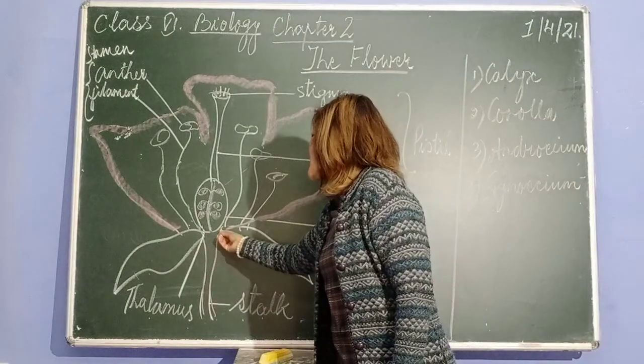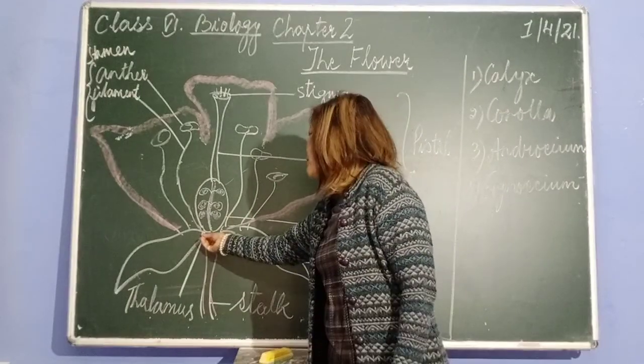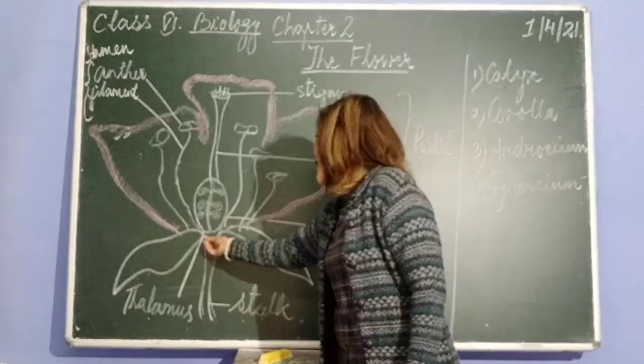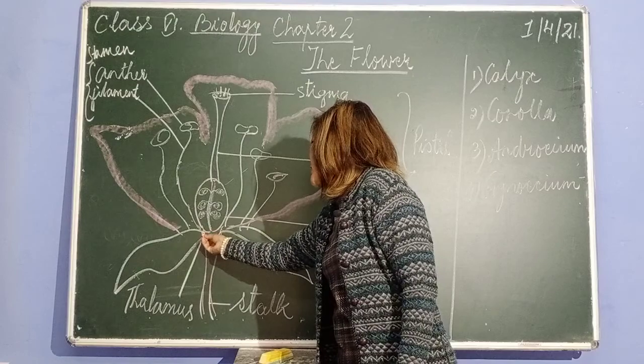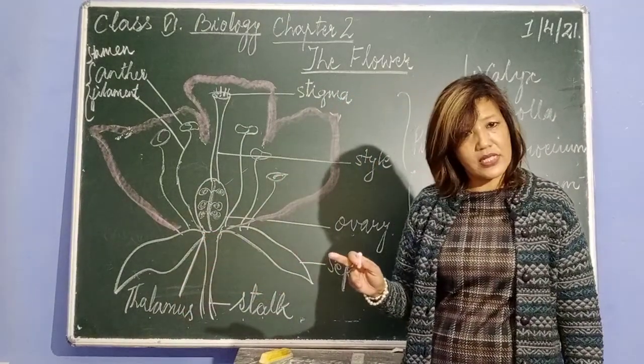And the tip of the stalk is quietly swollen, and that part is where the flower arises. So that tip of the stalk, which is the swollen part, is called the thalamus.